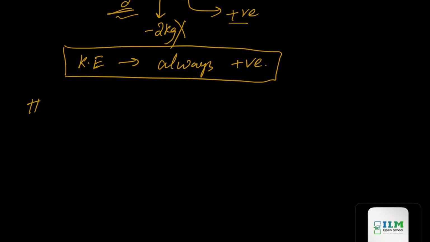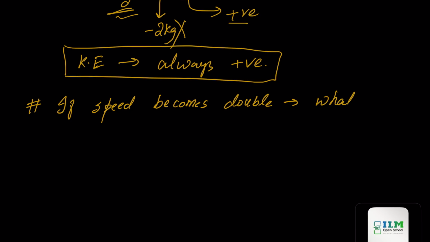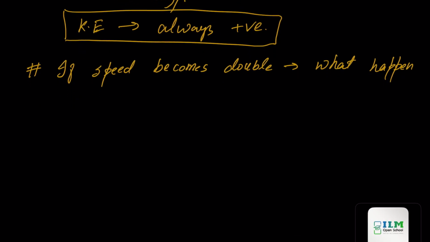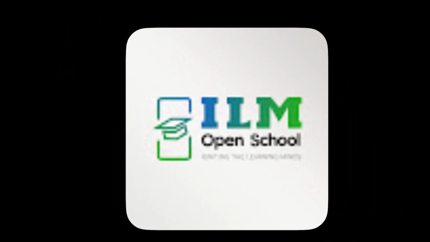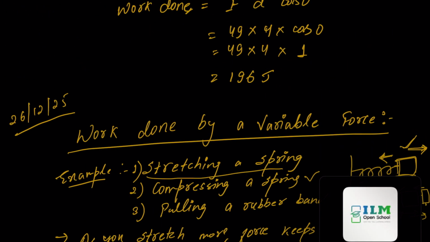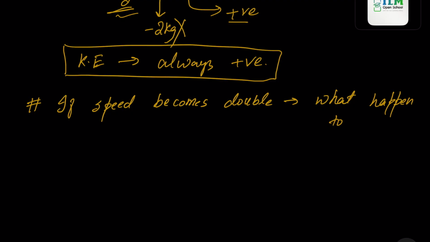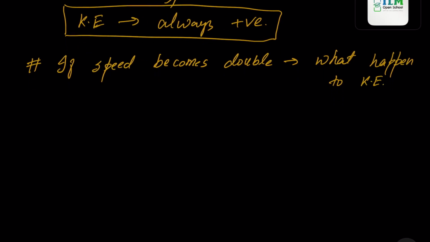If speed becomes double, what happens to kinetic energy?